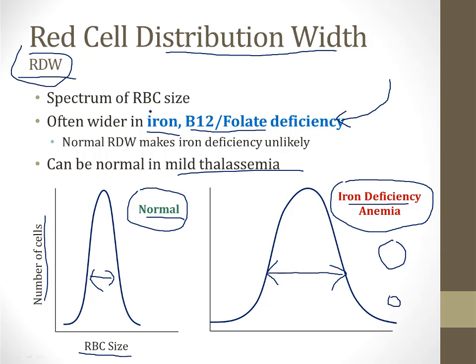In iron deficiency, some cells are able to get enough iron, others are not, and therefore you see an increase in the RDW in iron deficiency anemia.